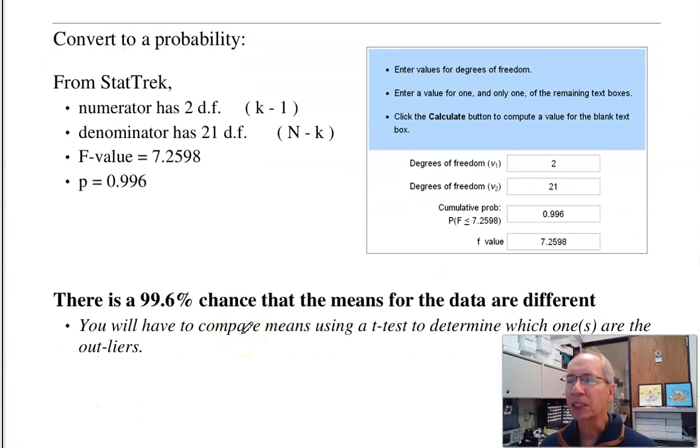Once I get that, I go to a T or F table or a stat track. The numerator has k minus 1 degrees of freedom. Denominator has n minus k degrees of freedom. My F score is 7.25. The probability then is 0.996. So 99.6% certain that these populations have different means. At least one of them has a mean that's different. It doesn't tell me which one it is. I would need to use a t-test to find out which one that is. But this tells me, I'm pretty sure these are not from the same population.